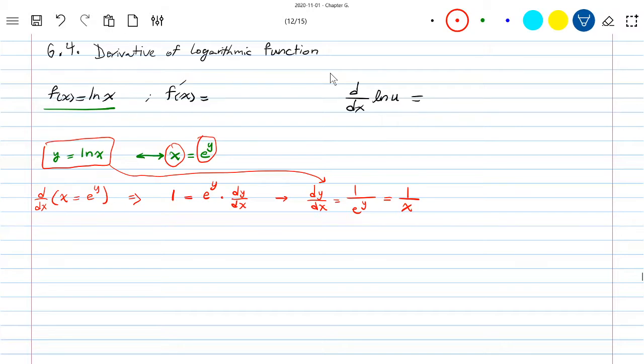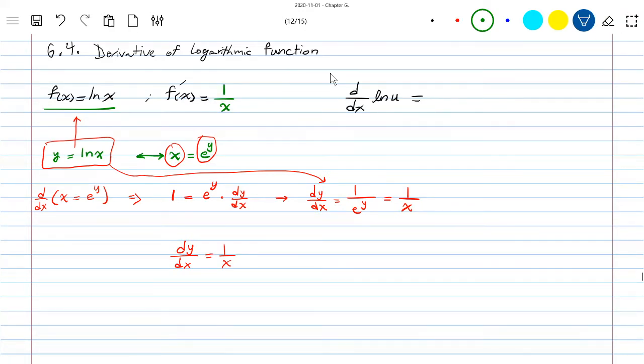So what does this tell us? It tells us that the derivative of y with respect to x is simply 1 over x. And what was y? Y was ln x, which means we found the derivative of the function f equal ln x. So I can answer this and say f prime x would be simply 1 divided by x.